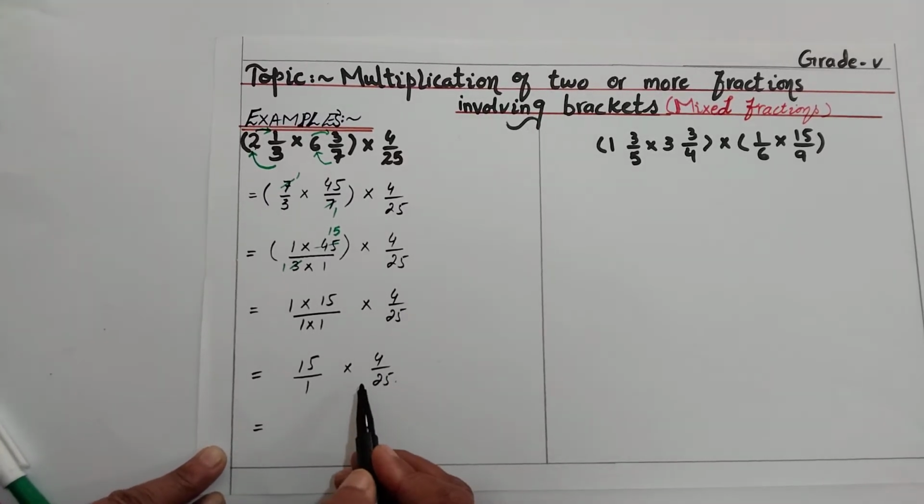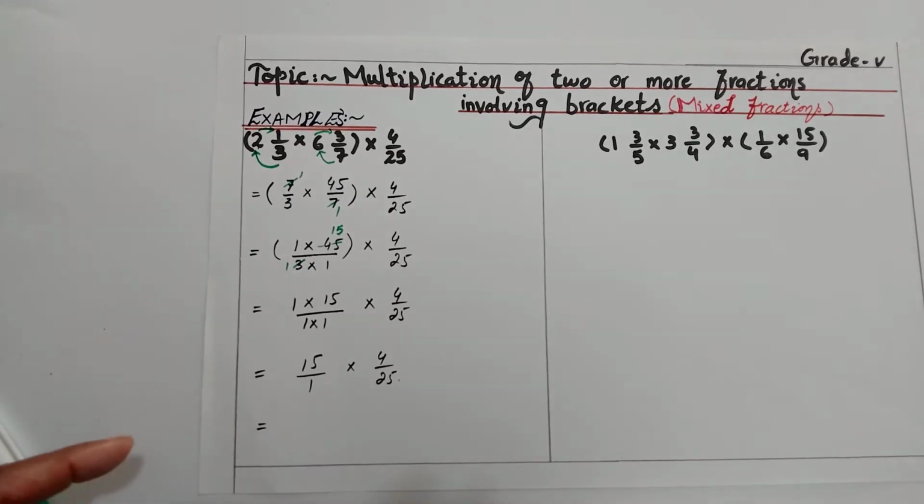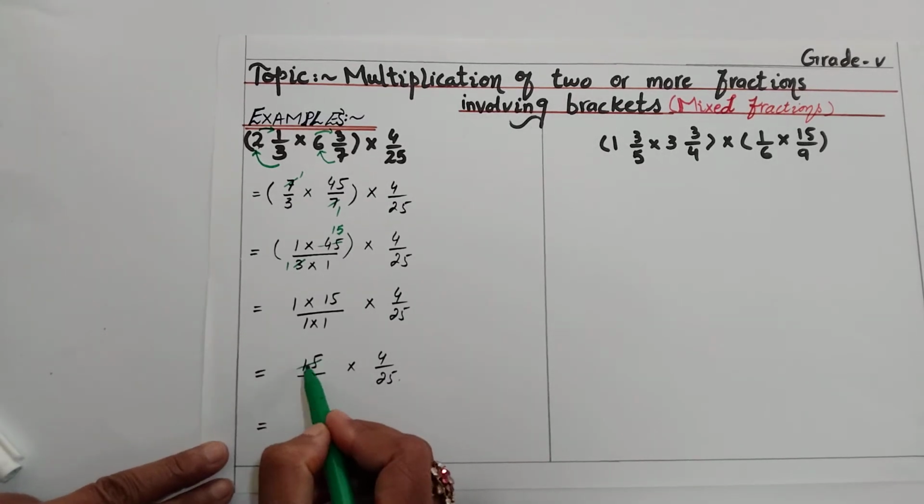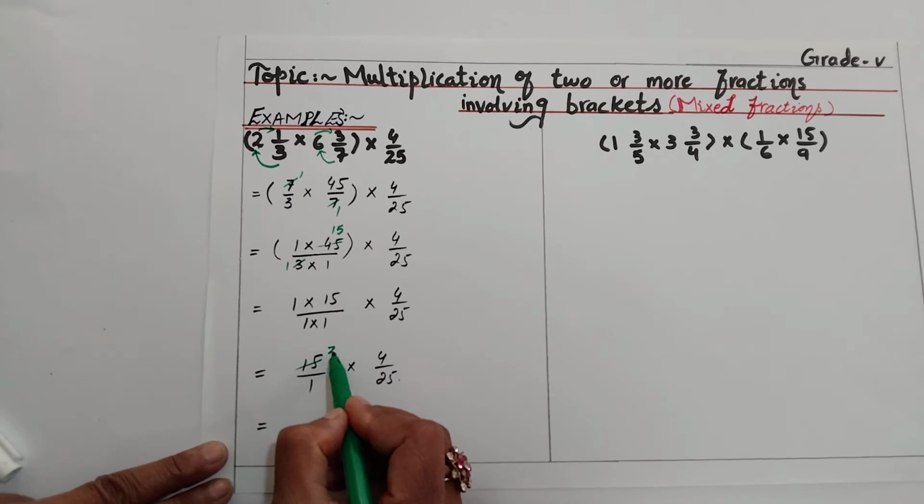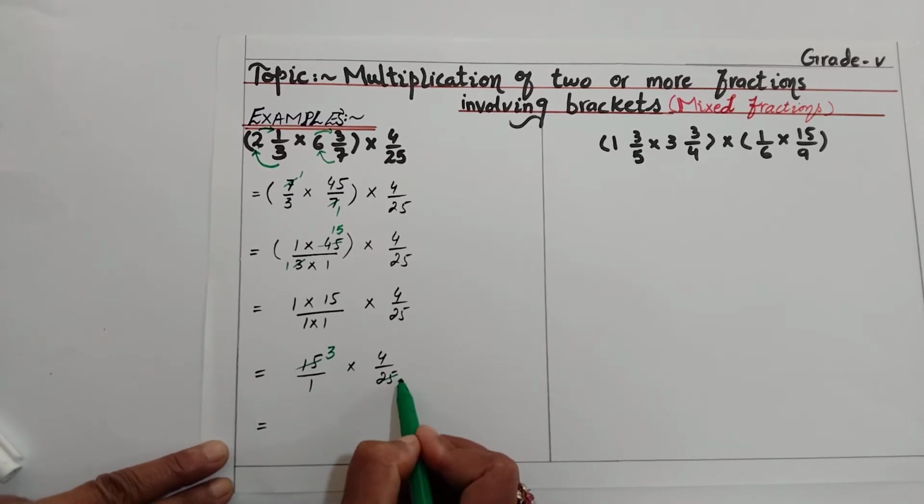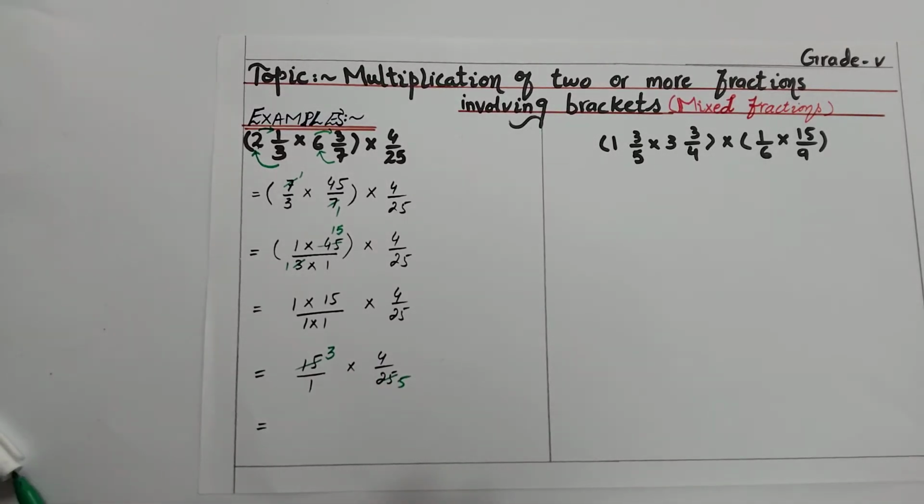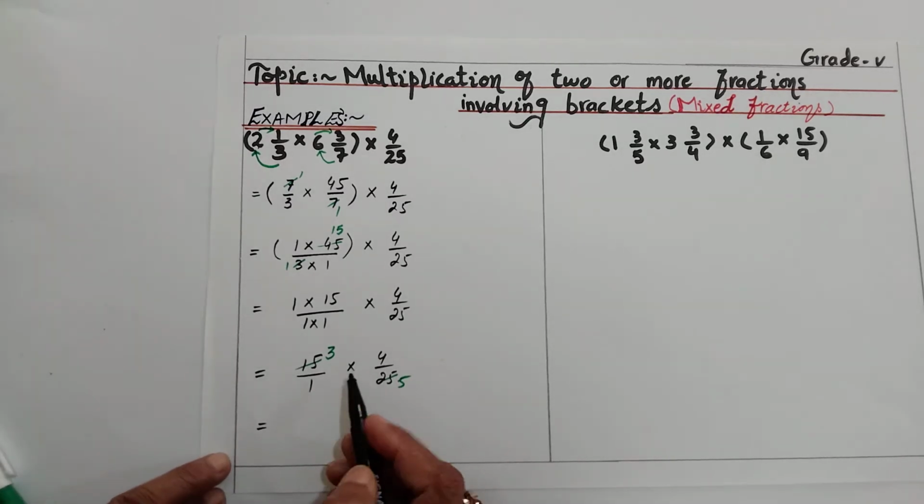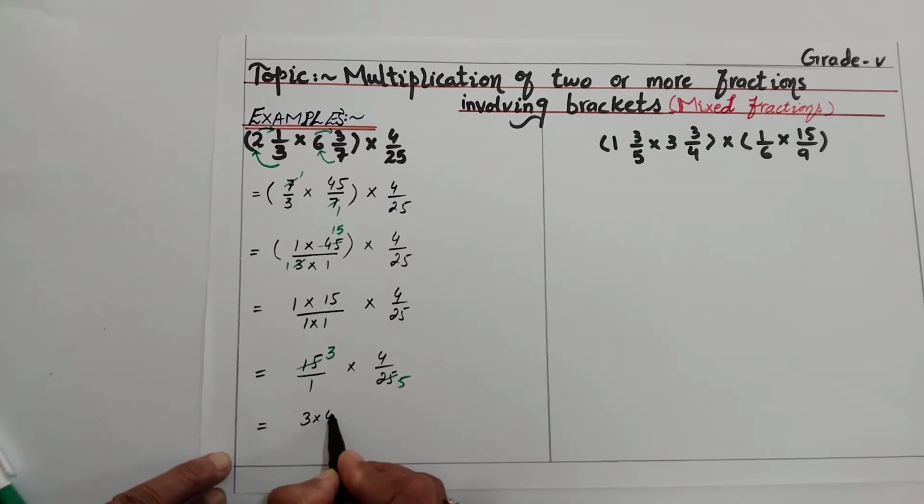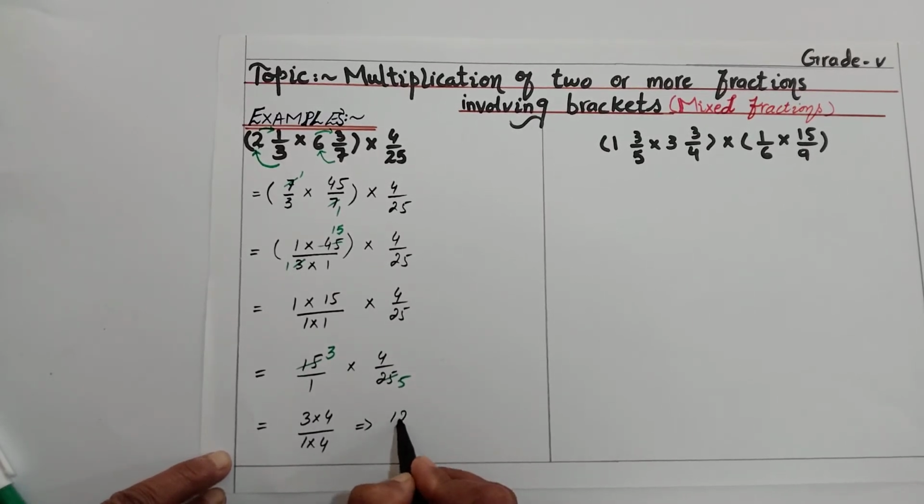Here again we have the common factor for 15 and 25. What is the common factor for 15 and 25? 5 is the common factor. 5 3s are 15 and 5 5s are 25. Now the left numerators are 3 multiplied by 4 and the denominators are 1 into 5. So 3 4s are 12, 1 5 is 5.